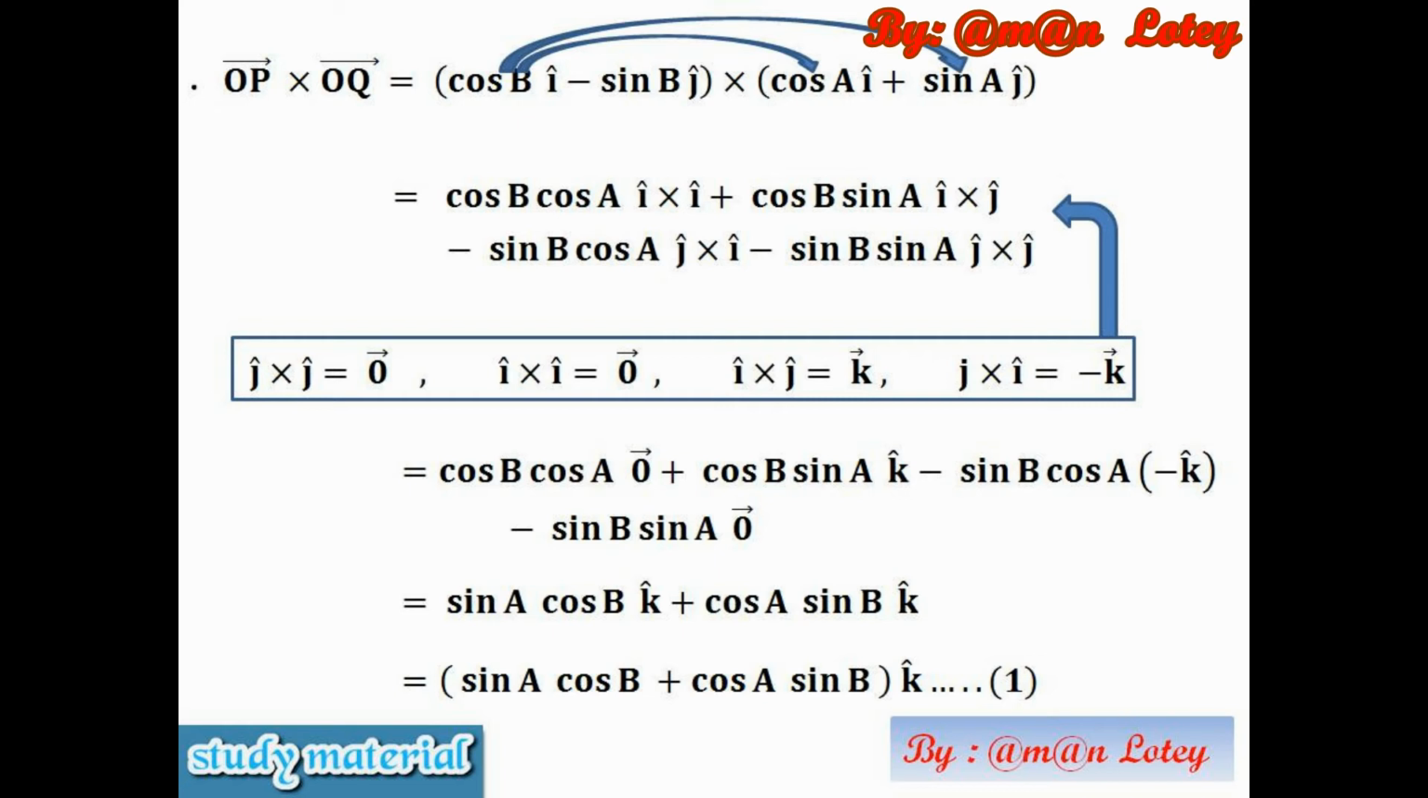You can see here we put the values of i cap cross i cap and j cap cross j cap equal to 0. This is because the cross product of two similar unit vectors is 0.